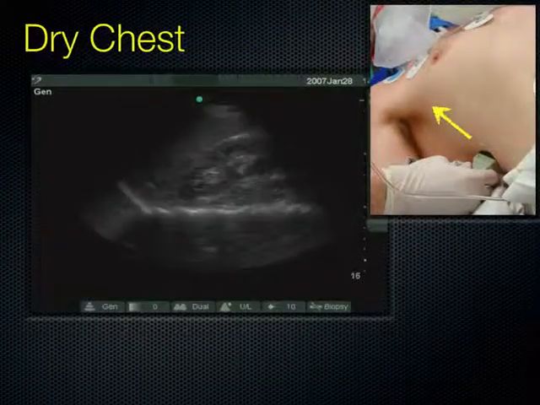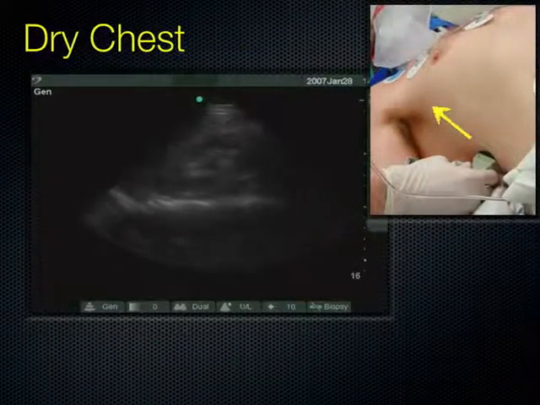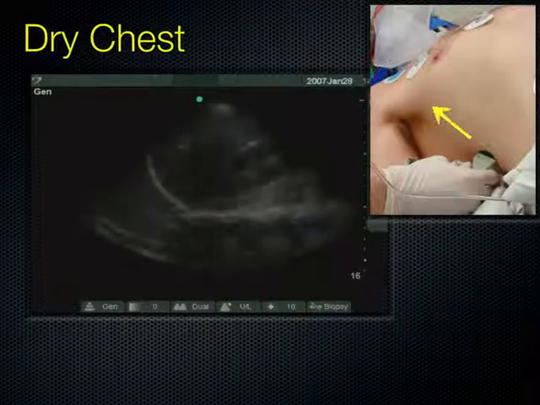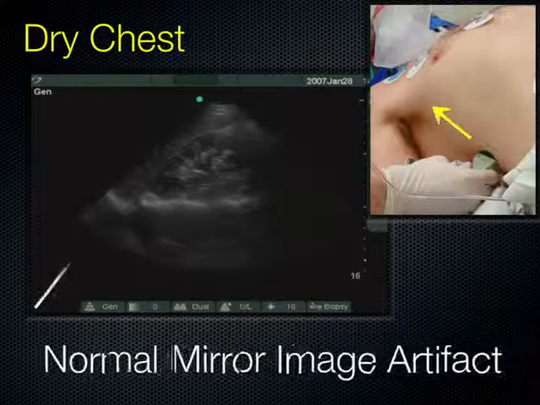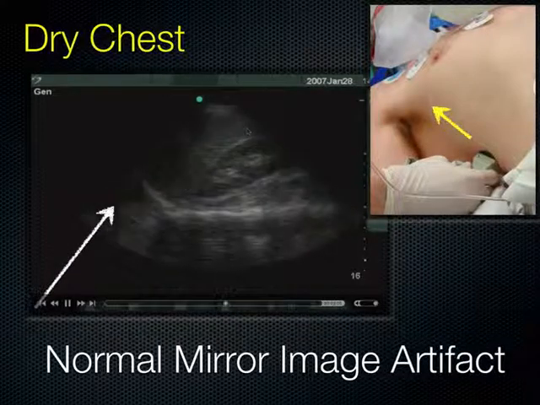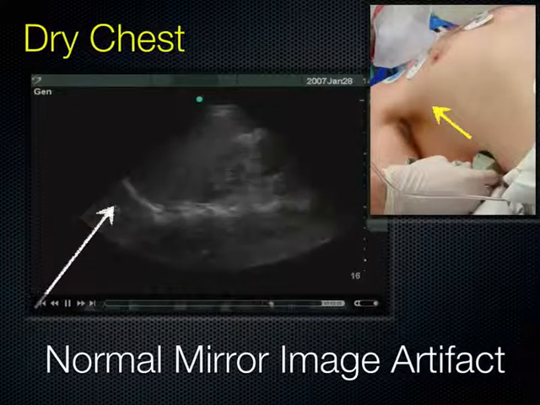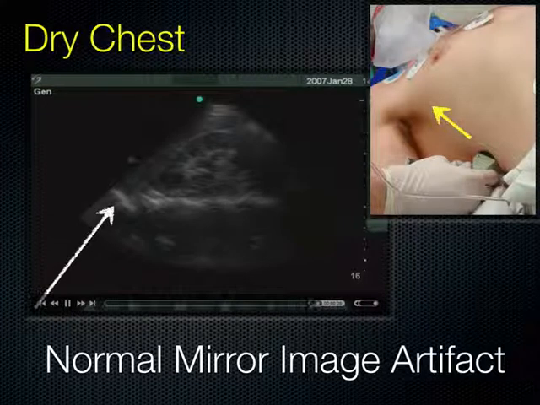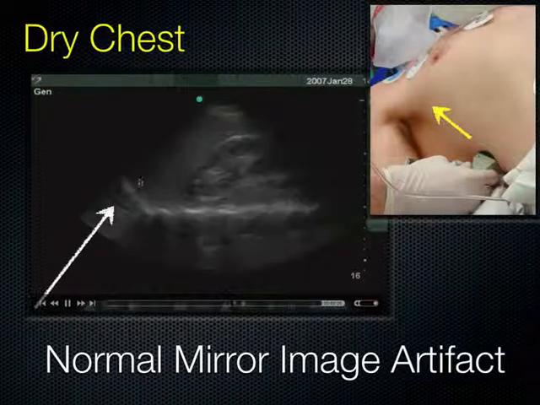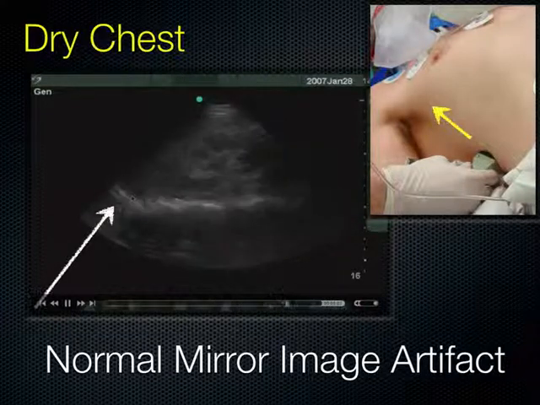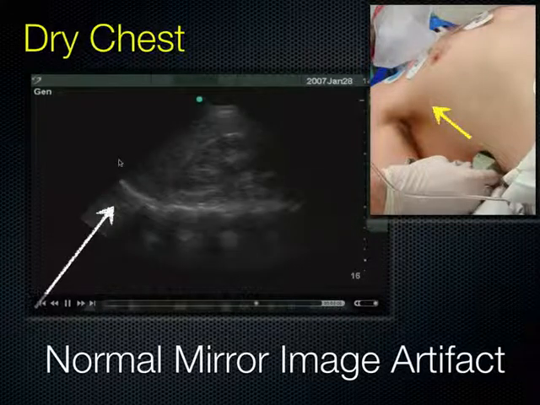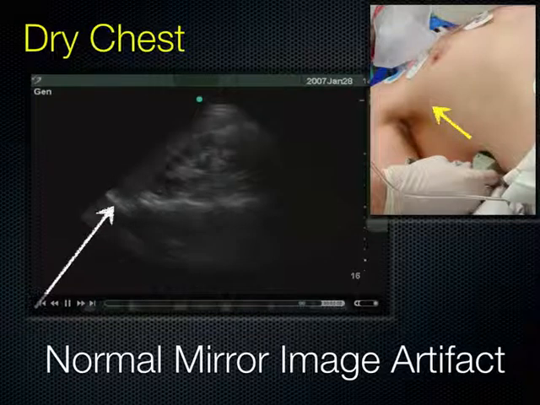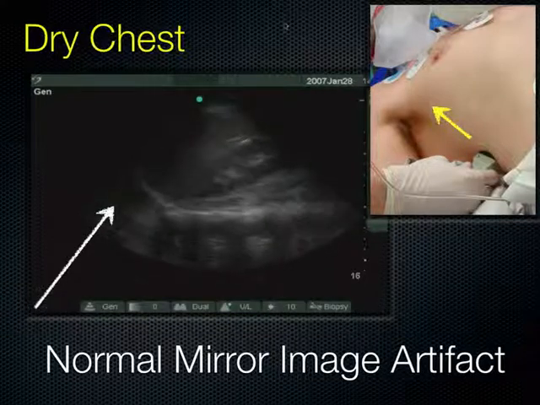Here's an example of a chest with no fluid. And what we're seeing here is something called a mirror sign. Mirror image artifact is when you have ultrasound beams coming through the liver or the spleen, reflecting off of the diaphragm and not able to go through because the lung on the other side will scatter the ultrasound beam, reflecting off the diaphragm and coming back to the probe in a delayed fashion.